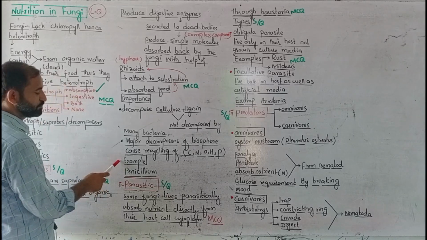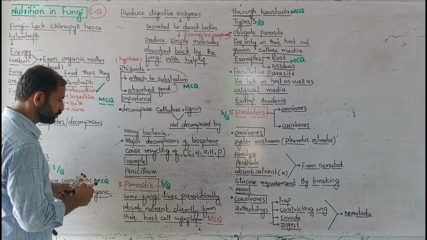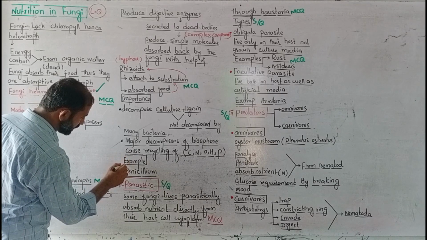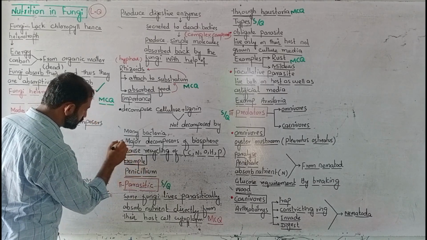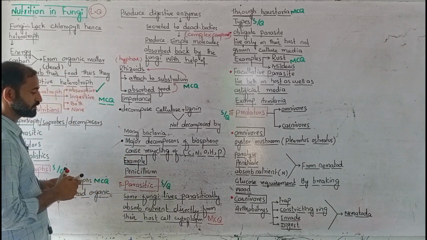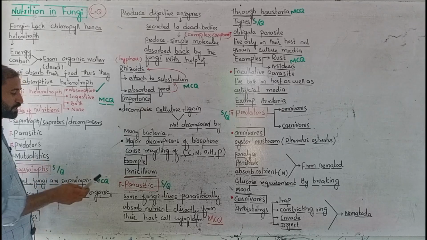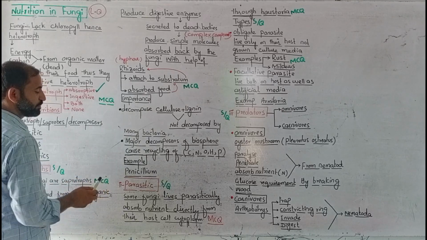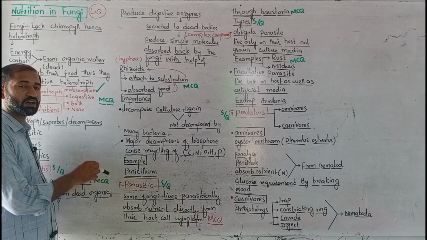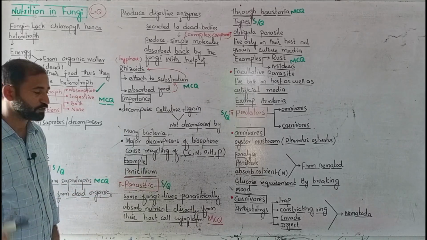And next one is the example. The example is not mentioned in your textbook, so you have to write this example in your textbook under this topic: Penicillium, or Penicillium notatum, is the example of decomposer fungi.